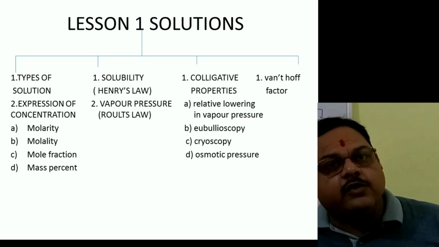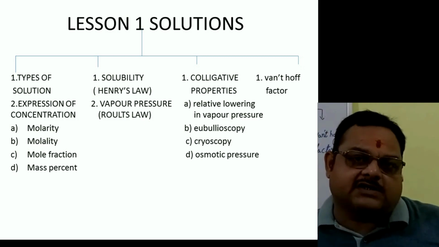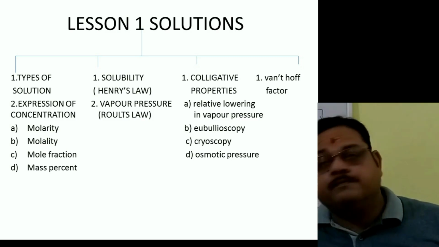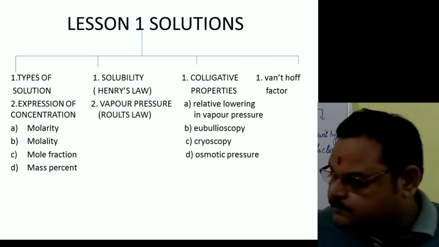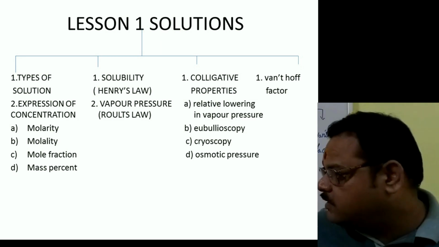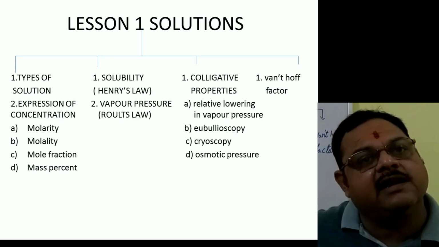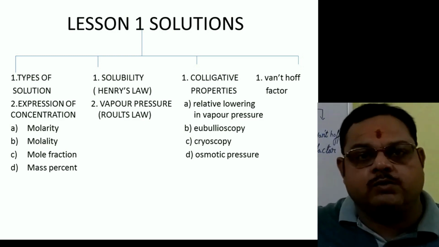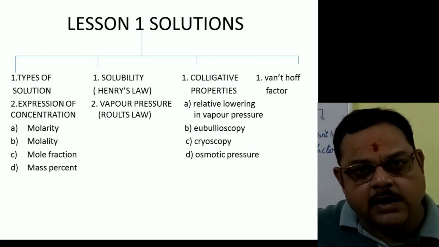There are 4 topics which are important for class 12, which are first one, molarity, then we have mole fraction, and the last one is the percentage concentration, which includes both mass percentage as well as the volume percentage.